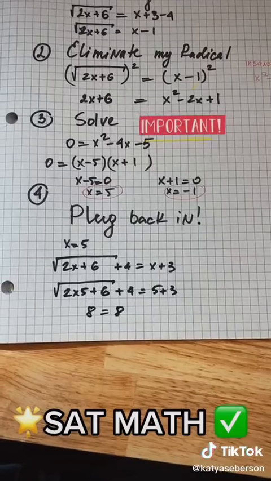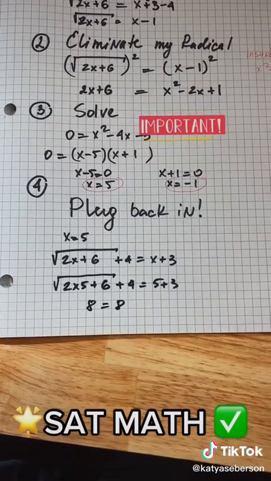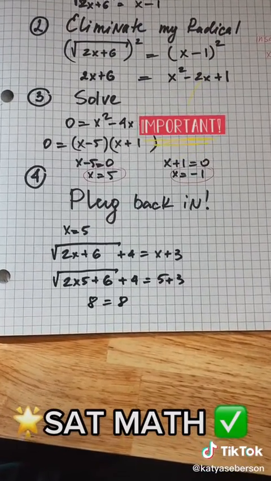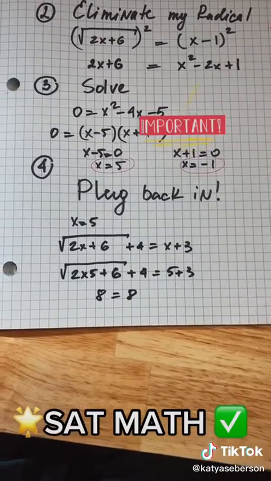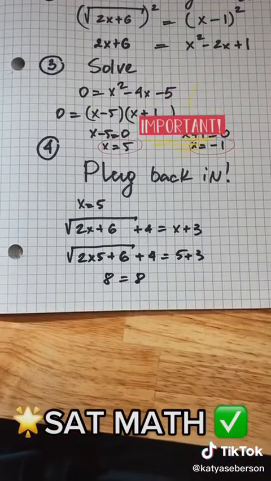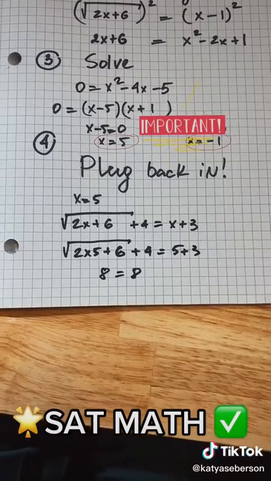However, you're not done yet. Radicals require you to check for extraneous roots, and we're going to do this right now. Step number 4 requires you to plug your solutions back into the equation. Make sure you're plugging back into your original equation, and here, when we plug in 5, everything works out.